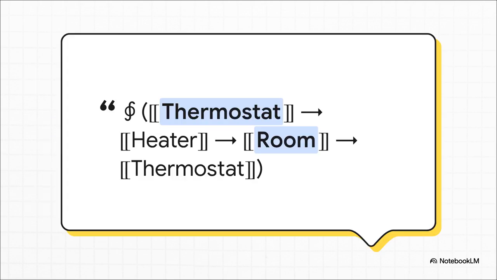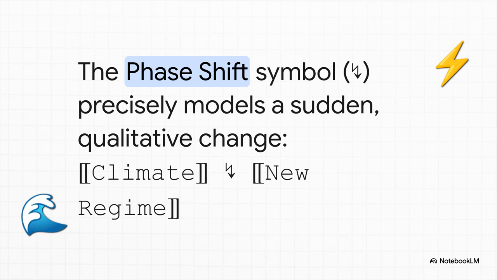And hey, remember that feedback loop we couldn't draw at the beginning? Well, look at this. By using the feedback loop operator, that's that little circle symbol, the entire dynamic of a thermostat regulating a room is captured in one single, clean, totally unambiguous expression. It's just elegant and unbelievably clear. And this is the real kicker. We can now finally answer our first questions. The language has a specific symbol for a phase shift, or a tipping point, that little lightning bolt arrow. This expression right here precisely models a climate system going through a sudden, dramatic change into a completely new state. We've gone from some vague drawing to a precise, powerful statement.